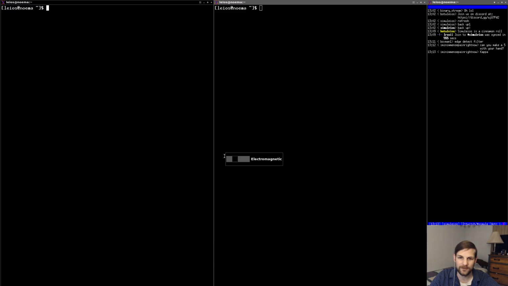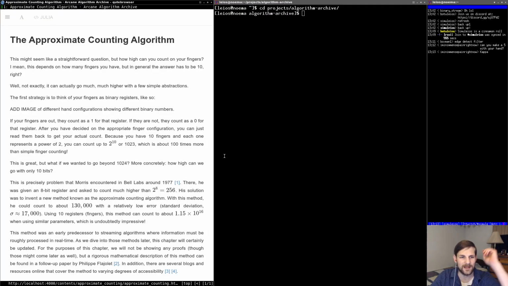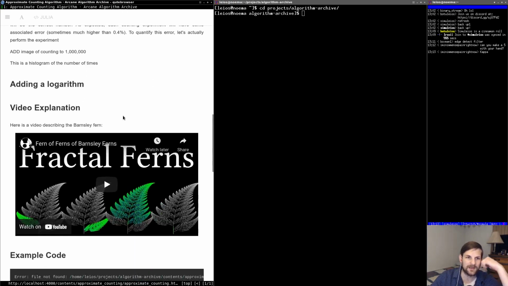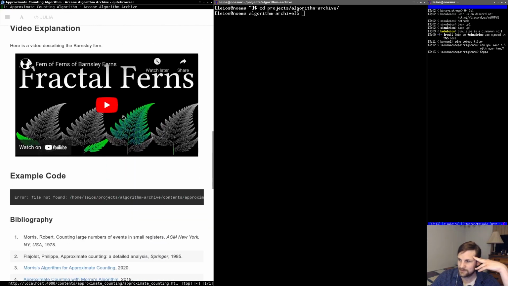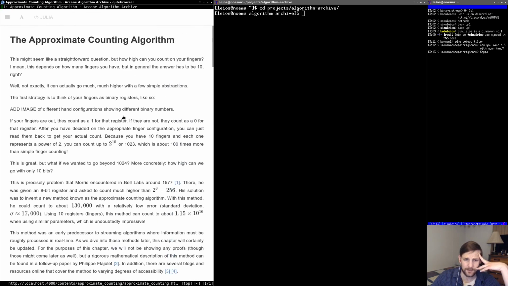Okay. So let's go ahead and read through the chapter that I have so far. It's only halfway done, but I think I have the theory of what to do for the rest of this. So we'll see. Okay. So this might seem like a straightforward question, but how high can you count on your fingers? I mean, this depends on how many fingers you have, but in general, the answer has to be 10, right? Well, not exactly. It can actually go much, much higher with a few simple abstractions.